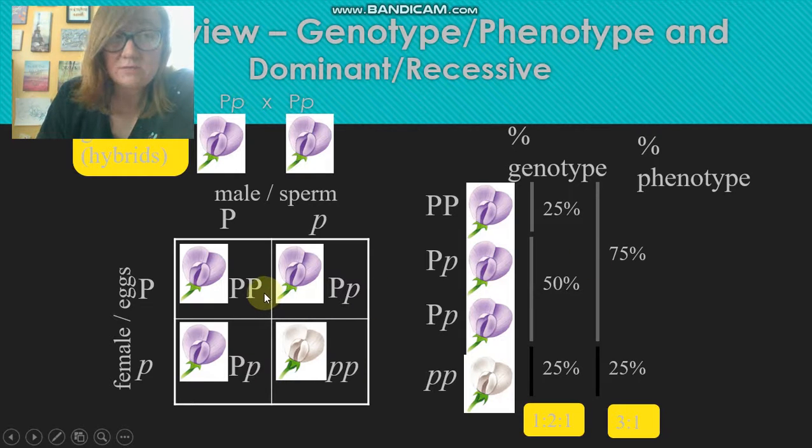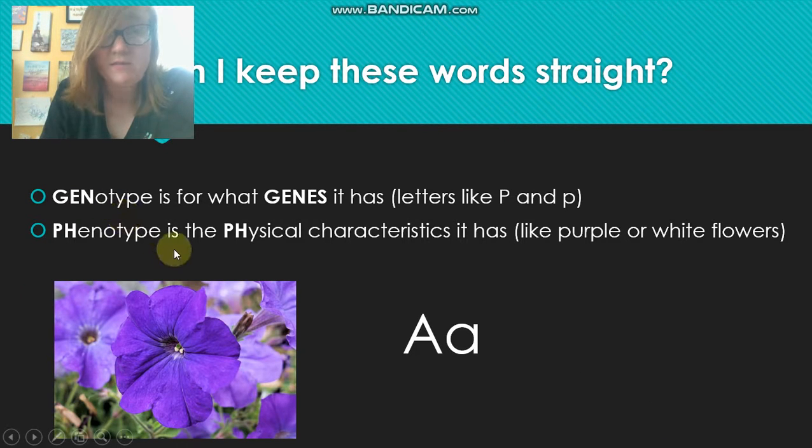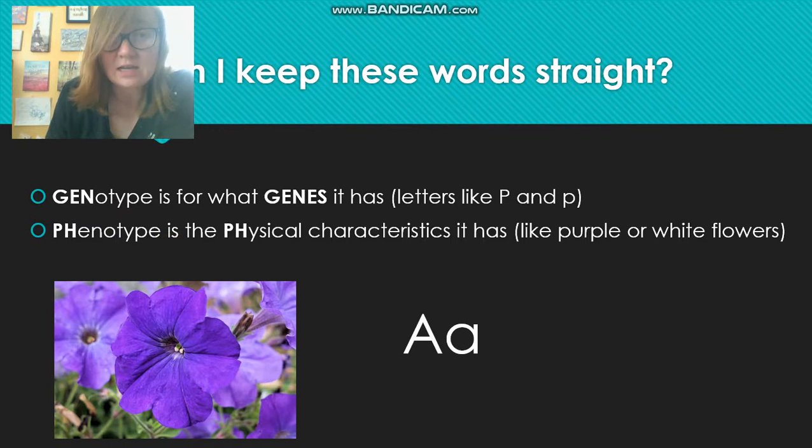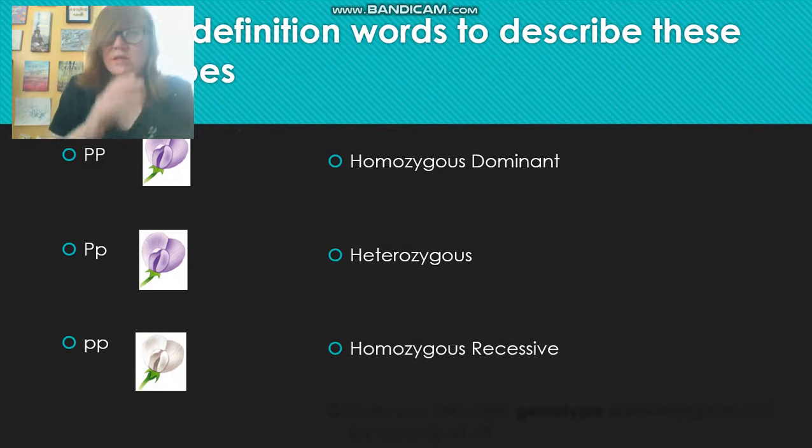The last thing I'll try to squeeze in here is if you have two of the same letter, like two big P's or two little p's, that's called homozygous. If you have a big P and a little p, so two different, that's heterozygous. I can try to zoom ahead and find that word written out for you. Oh, again, here's genotype and phenotype. Pause if you need to look at that. Let me find homozygous, heterozygous for you. That's right here. I'm just going to show them to you so you can see.